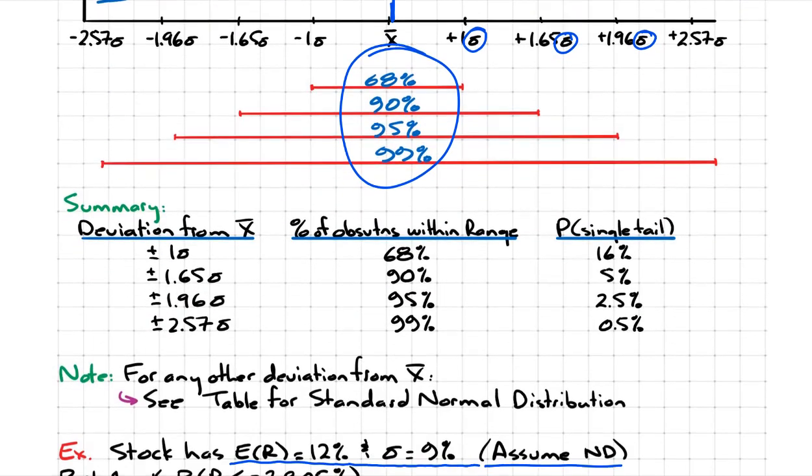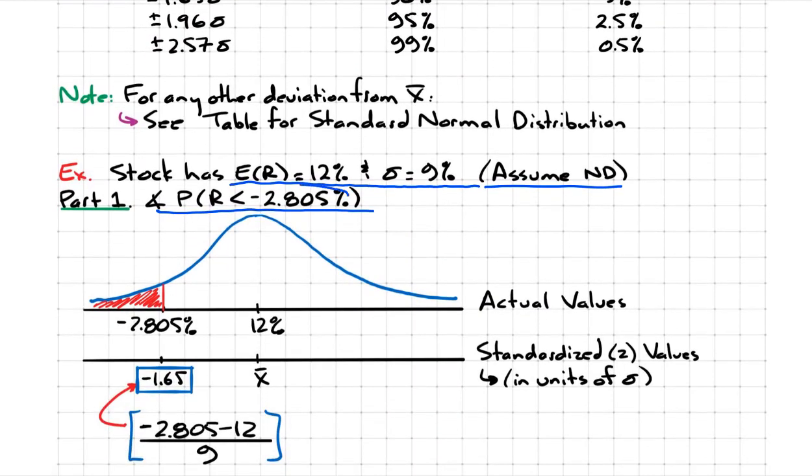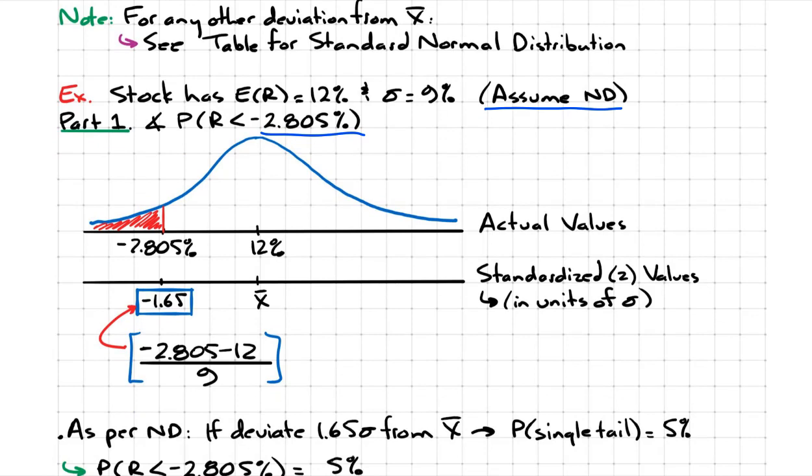But if you look at the question, that's not the way it's expressed. It's just telling us what's the probability that the return will be less than minus 2.805. So what I've done here is, I'm still going to use our normal distribution framework, but now I'm going to have 2 horizontal axes. One plots the actual number, and the other one plots the deviation in terms of standardized values. In other words, what I want to know is this minus 2.805, how far does this deviate from the mean in units of standard deviation?